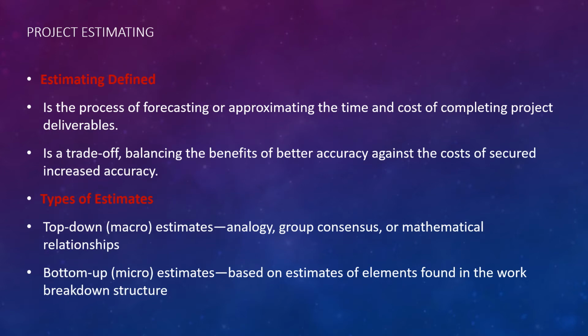Project estimating. Estimating is defined as the process of forecasting or approximating the cost and time of completing project deliverables. It's the trade-off, balancing the benefits of better accuracy against the cost of securing increased accuracy. So the more time and effort we put into it, the more accuracy we may have, but do we have everything we need to make that happen? And we'll go through the kinds of things that we need to make that happen.